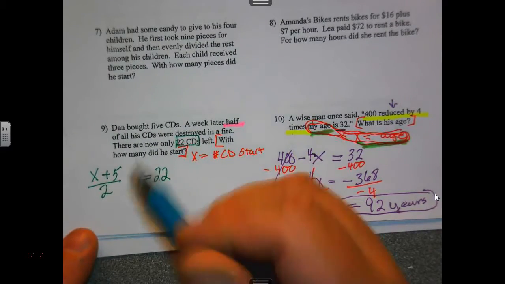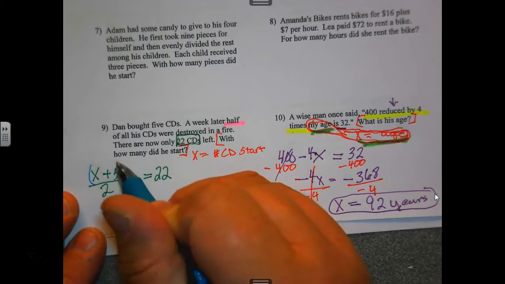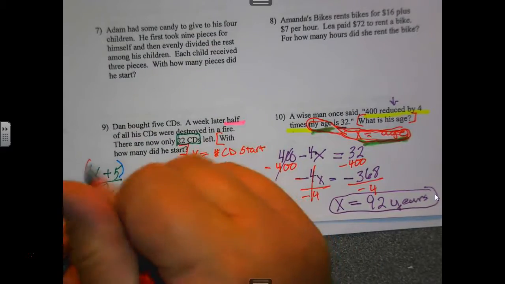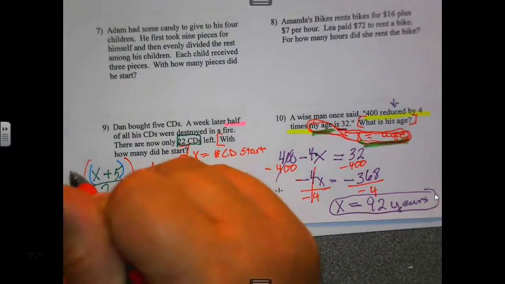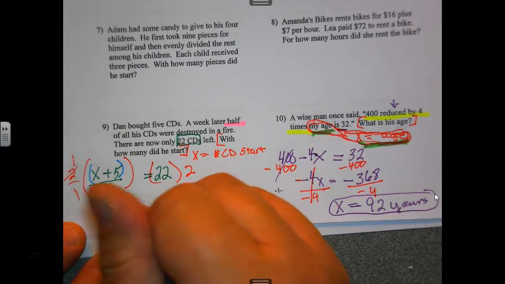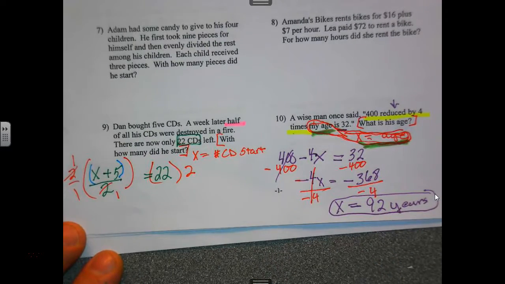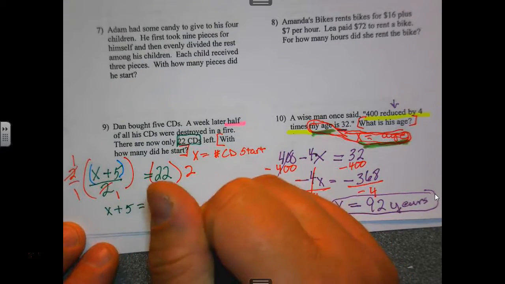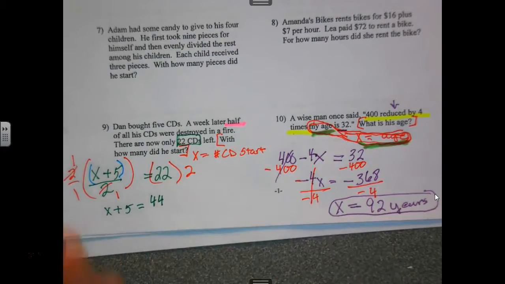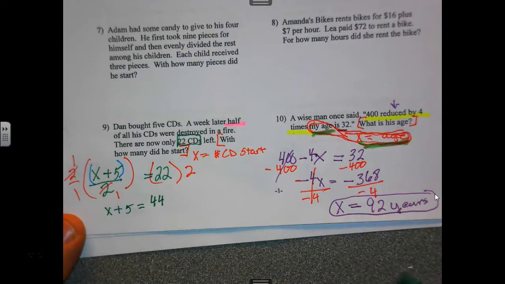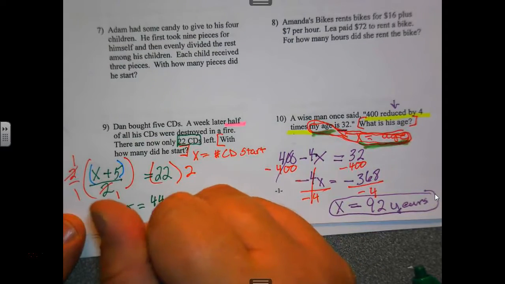Again, this is locked in the numerator, kind of like number 1. So that means I'm going to have to multiply by the denominator first. He's canceled the 1. 1 times x plus 5 is just x plus 5. 2 times 22 is 44. So how many CDs did he start with? 39.